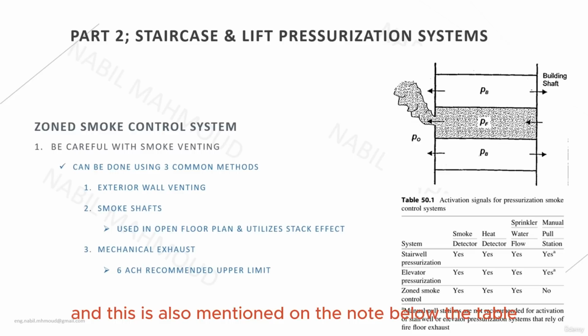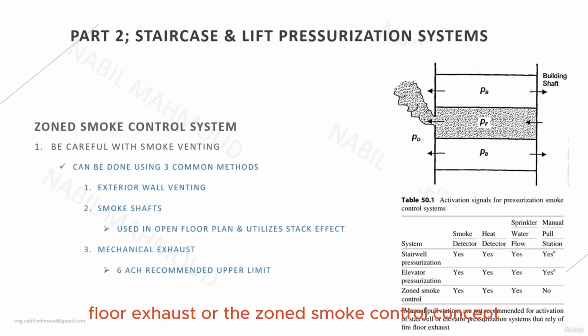And this is also mentioned in the note below the table, saying manual pull stations are not recommended for activation of stairwell or elevator pressurization systems that rely on the fire floor exhaust or the zoned smoke control concept.